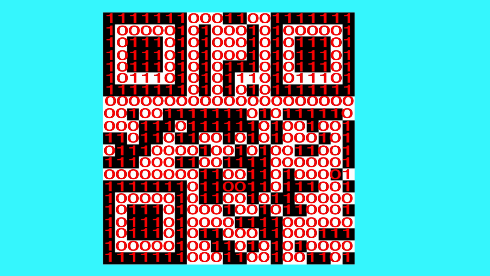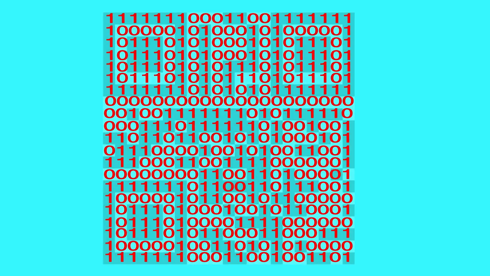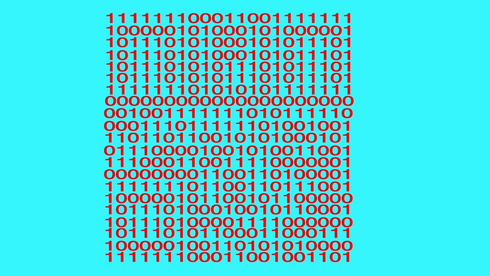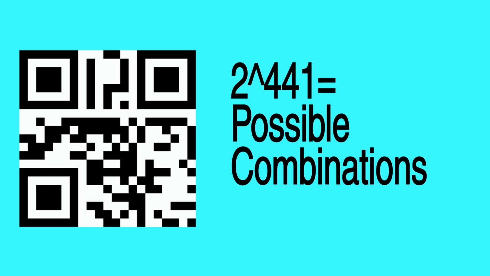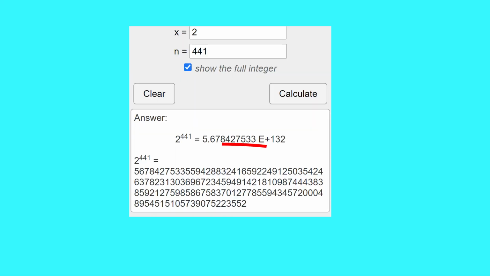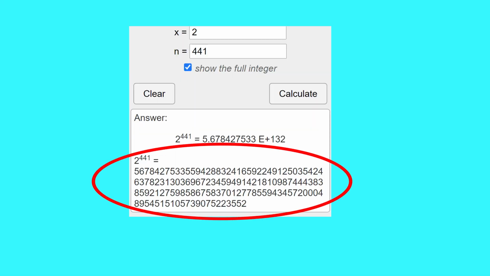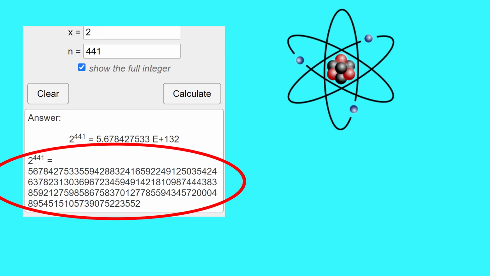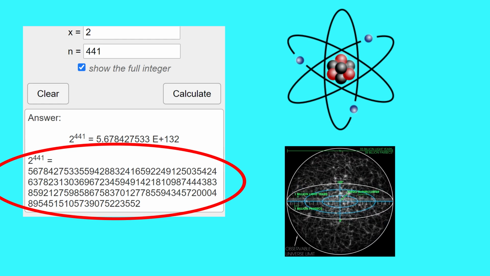While this entire code of 21 by 21 squares is essentially just 21 lines of 21 digits of binary. So we can think of this as a binary number with 441 digits, and therefore it represents 2 to the power of 441 combinations. That number looks like this. It's 134 digits long. That is more than the amount of atoms in the observable universe.